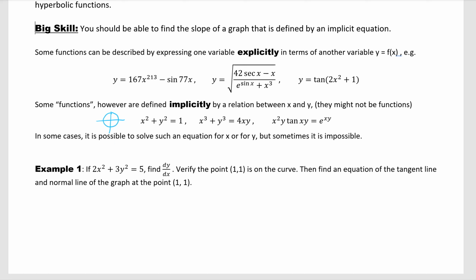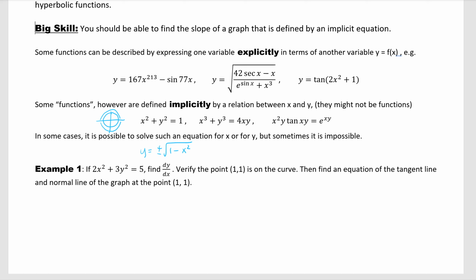But however, you can solve for y. So you can solve for y. You get y is plus or minus the square root of 1 minus x squared. The positive one is the upper half. The negative one is the lower half. So each by itself is a function, okay?